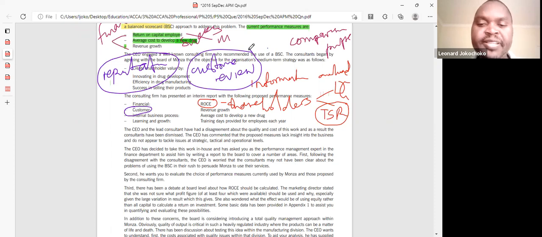Therefore, Monza Limited is currently measuring cost. The cost to develop a product is more of a financial measure, and that's inappropriate. A better measure could have been the time taken to develop a drug, or measuring the approval rate of our drugs. So we're trying to see if we're doing things well, or measuring the time between development and time to sell the drug.